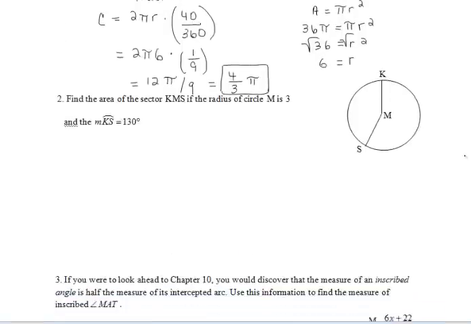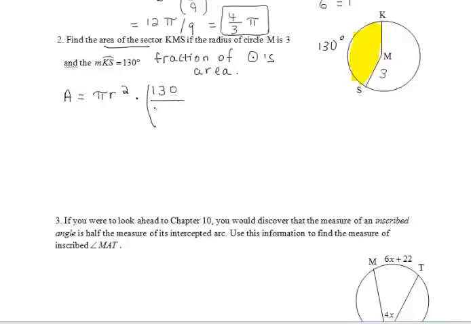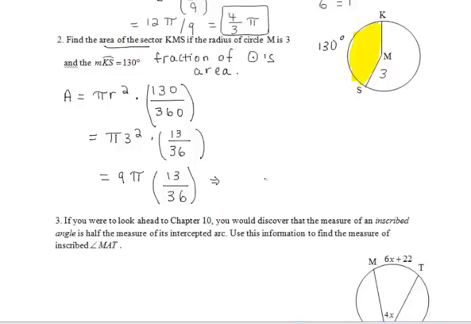Moving on to number 2, we want to find the area of the sector KMS, which is right here. We know the radius of the circle is 3, and the measure of the arc is 130 degrees. When we see area of sector, we should be thinking about the fraction of the circle's area. So we care about 130 degrees out of 360 degrees here. We find the area of the entire circle by doing pi r squared with a radius of 3, which leaves us with 9 pi times 13/36.